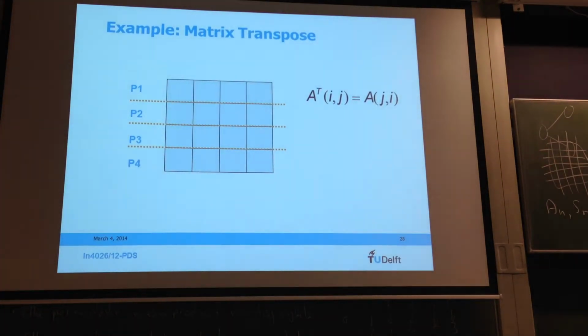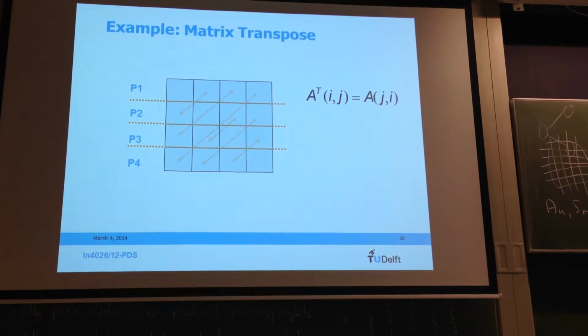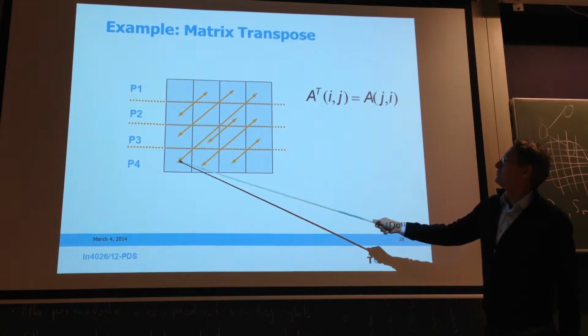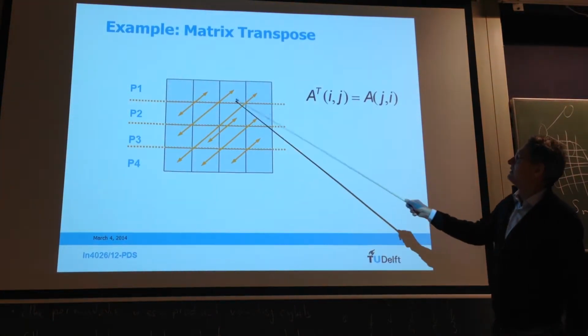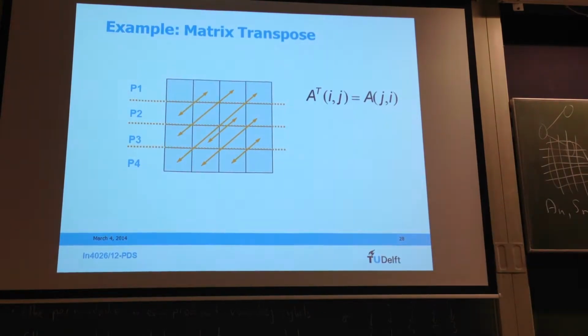And if I would have divided my matrix like this, so that every individual row is connected to a processor element, then this transpose operation would require an all-to-all exchange. Every element needs to be exchanged with another element somewhere in the matrix, right? This top element needs to be transposed, put here, and the other one here, this one here, and this one here, right? So that's the transpose operation.